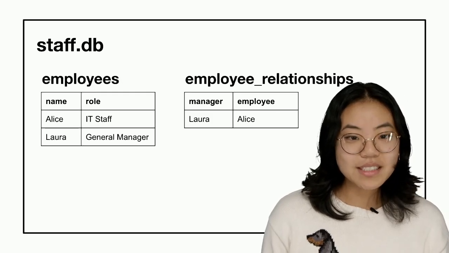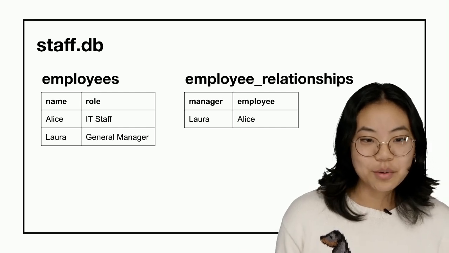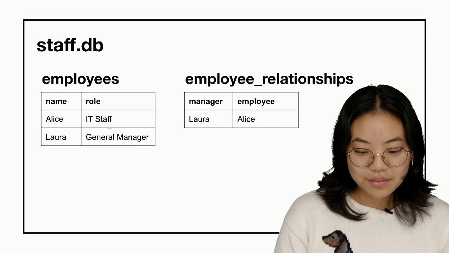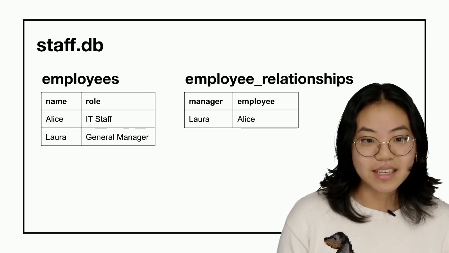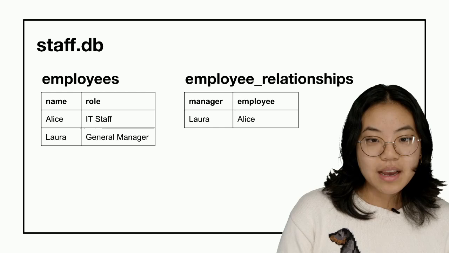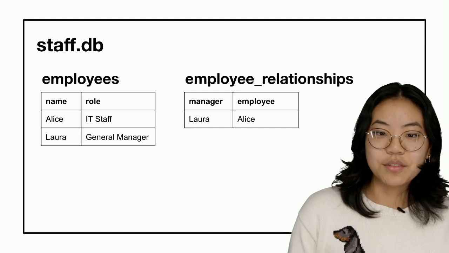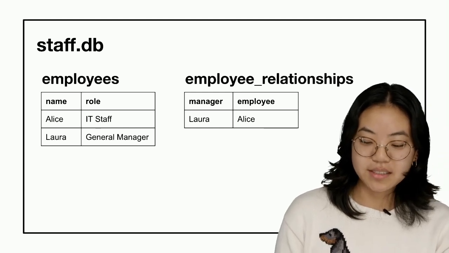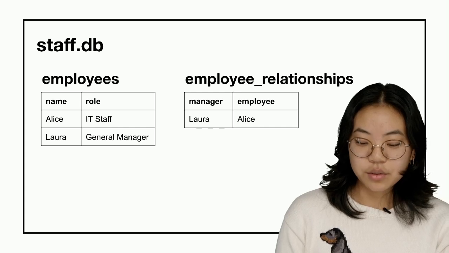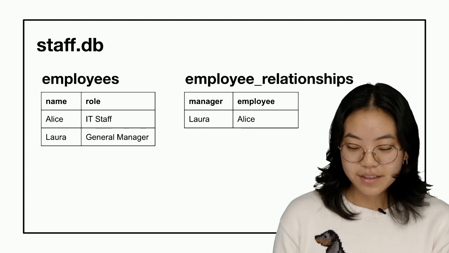So if we imagine this, maybe I have a database of the staff who are working with me, and we have a table called employees that contains everyone's name and their role, and then maybe we have an employee relationships table that keeps track of the relationships between employees. So in this case, we have Laura is a manager of Alice, who's an employee.